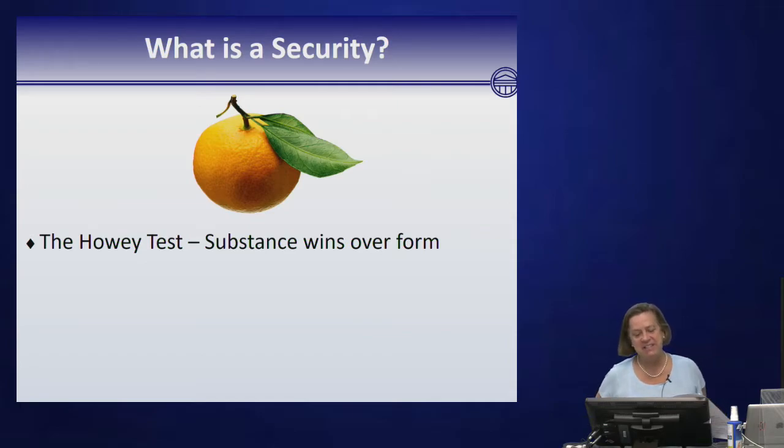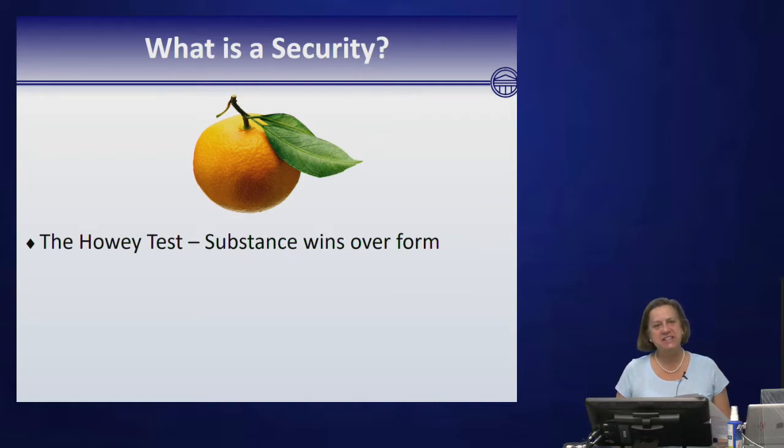So suppose ABC sells rows of orange trees. They also obtain contracts to care for and to pick and to sell these oranges. Is this a security? The answer to the question is yes, it probably is a security because the owners hope to make a profit solely through the efforts of others. And this example is based on the real case of the Securities Exchange Commission versus Howey, decided by the Supreme Court a long time ago, 1946, and it established this now famous Howey test.